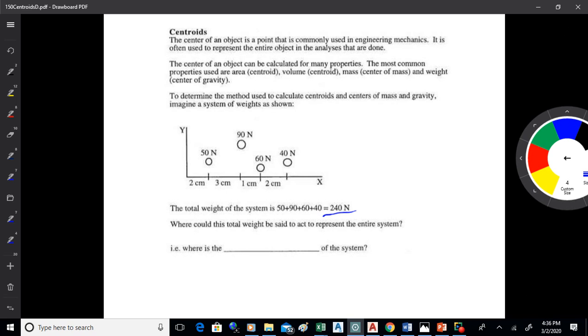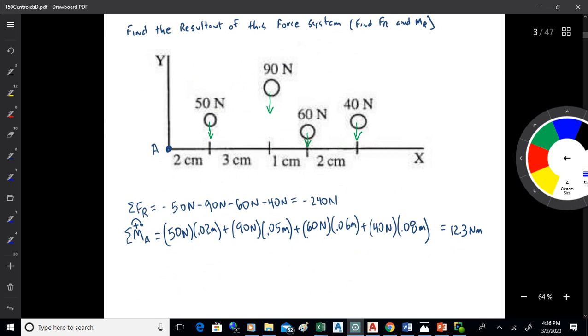Now let's figure out where we could put this 240 newtons. How far over could we put it? Where's the one place we could put that total force? Well, we're going to have to do a weighted average of the distances, because there are different weights. That's how this is going to go. So the net force is the sum of the four forces. It's negative 240.